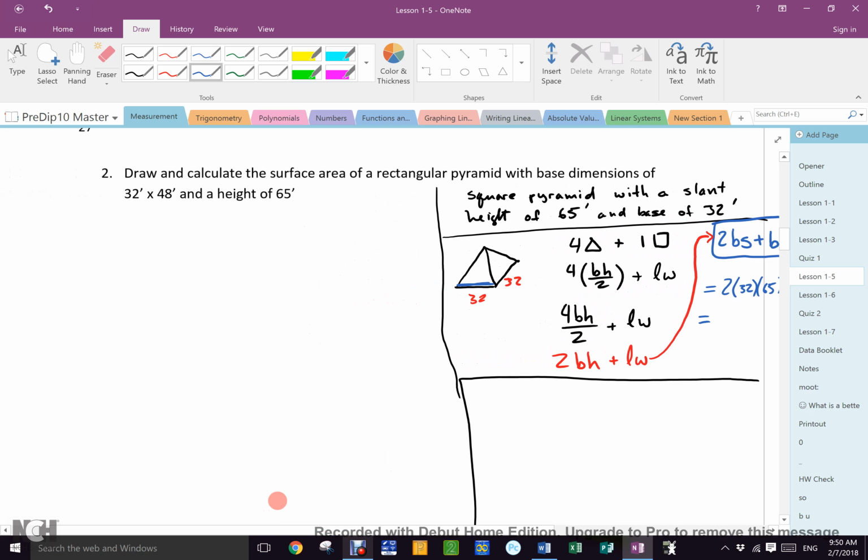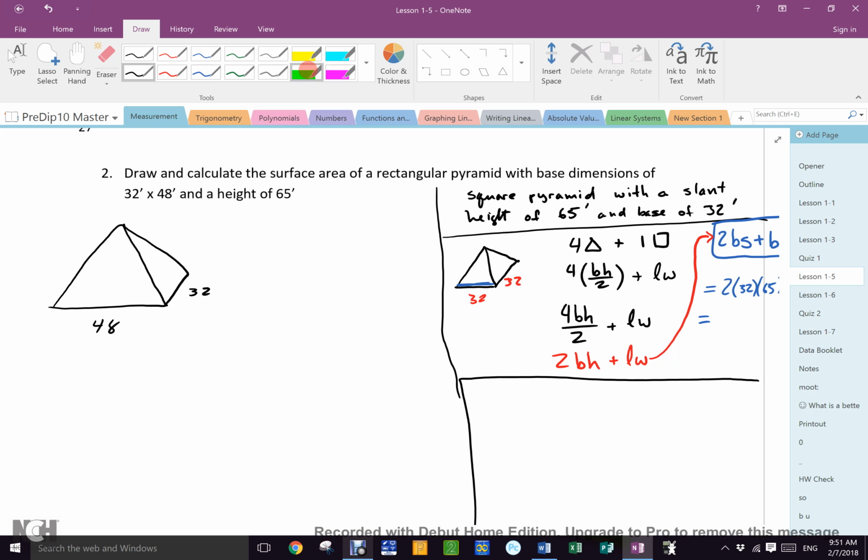Unfortunately, there could also be a rectangle. What's the difference in this? If it's a rectangle, I have this on the bottom, don't I? How long is this side? 48. How long is this side? 32. And I make a pyramid. Does everyone agree? Is it still made of 4 triangles? Are they the same? In the square one, they're all the same. So this was allowed, correct? Is that allowed over here?